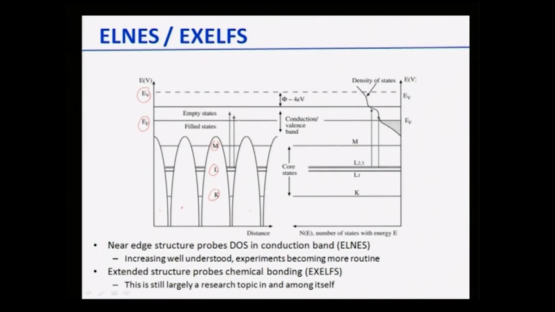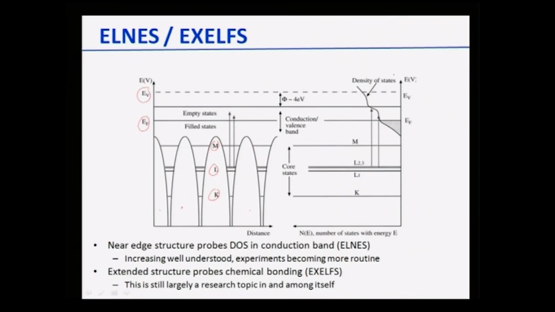So in ELS what happens is, you can have an incident electron with sufficiently high energy that can eject one of the electrons from the M, L, K cells, and they can then move into these empty states, and if they have even higher energy they can even move into the valence bands also.